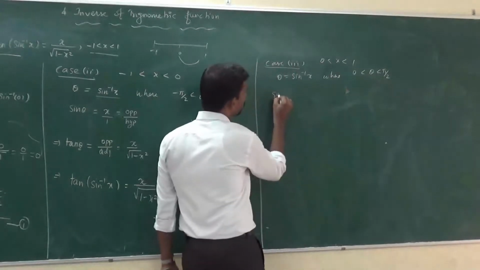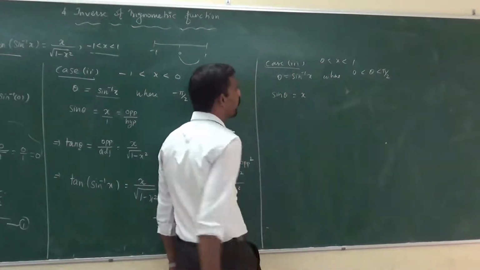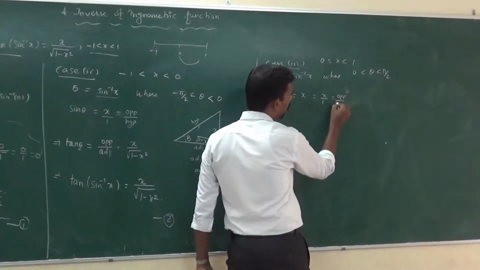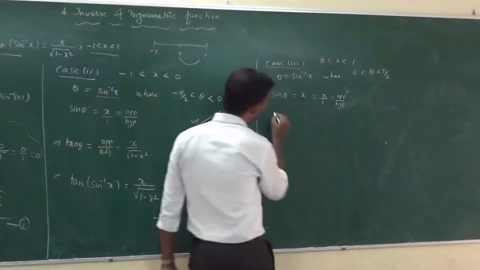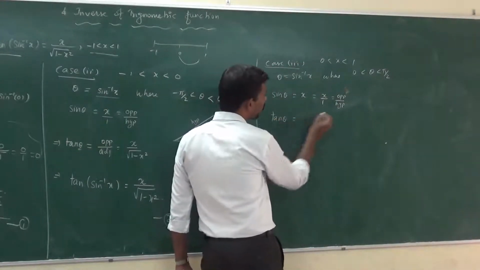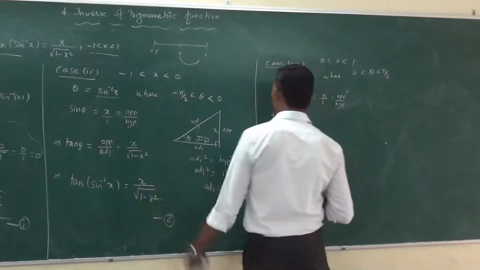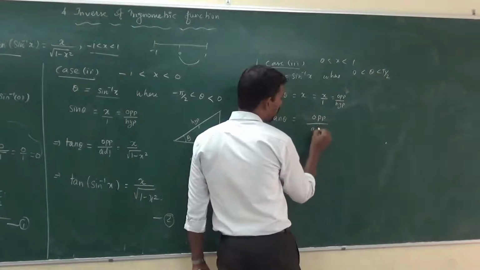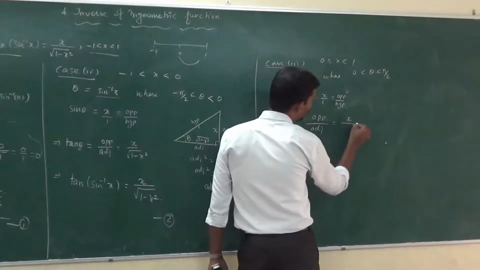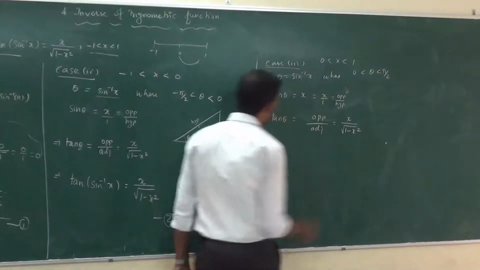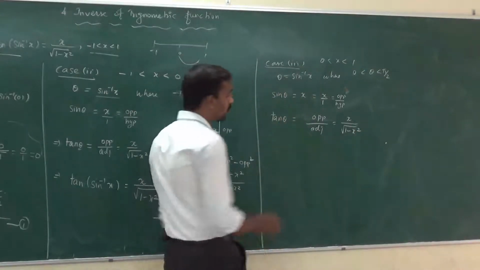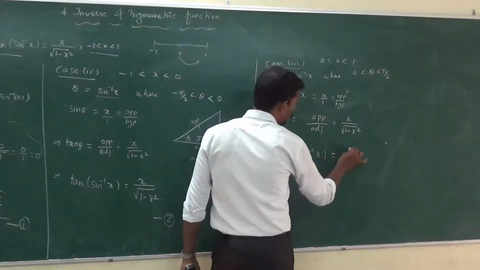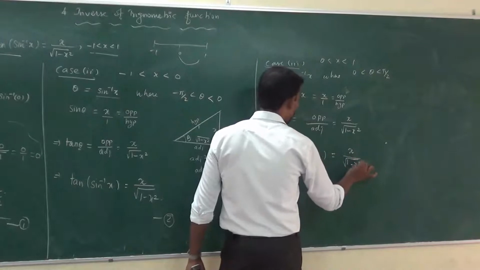Again we can write sin theta. Sin theta is equal to x, which we write as x by 1, nothing but opposite side divided by hypotenuse. The same way we can write tan theta also, following the same concept. That is opposite side divided by adjacent side, which is nothing but x divided by root of 1 minus x square. Again this theta is nothing but sin inverse of x. So tan of sin inverse of x is equal to x divided by root of 1 minus x square.